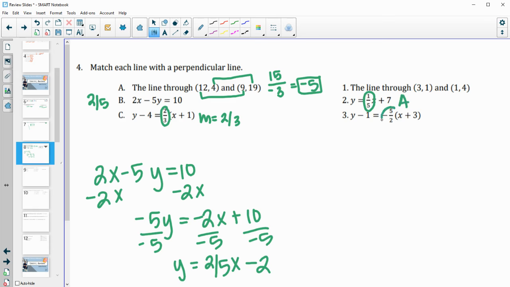We can also see that number 3 has a slope of negative 2/5. Negative 5/2. So that's the reciprocal of positive 2/5. So this one is B. So that means this one must be C. And we could subtract these again. 4 minus 1 is 3. And then 1 minus 3 is negative 2. So that is the flip and the opposite of 2/3.